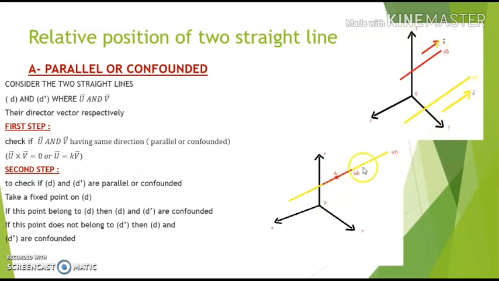Then they are just parallel. But in this figure, we see two lines D and D prime having the same direction. And if we take a point A on D, we see that this point is also on D prime, so D and D prime are confounded.